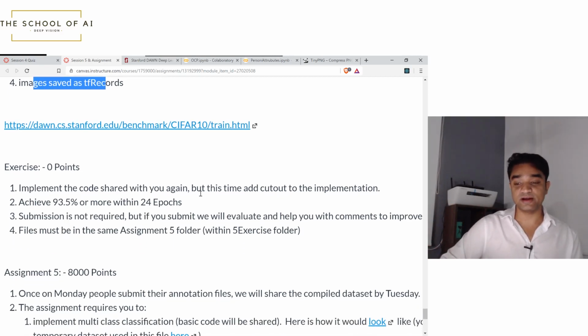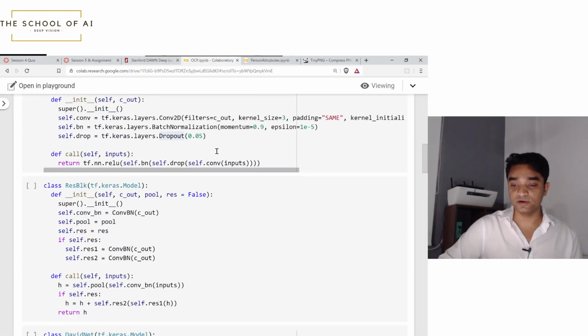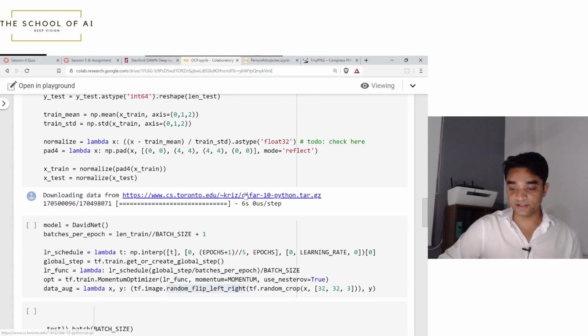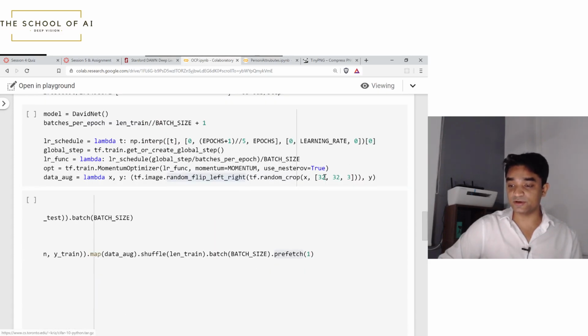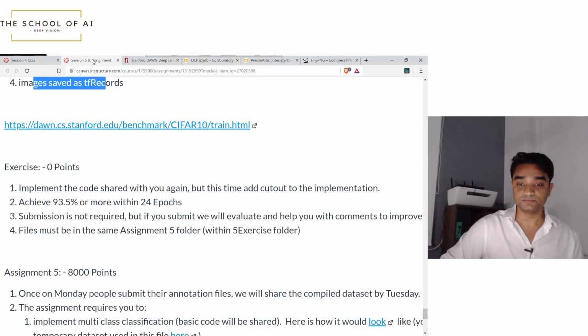Implement the code shared with you again, but this time add cutout to the implementation. It's very important that you understand this code, and you're going to change the image augmentation in such a way that you're going to say this X, crop your image which is X by 32, 32, 3. Do a random flip of whatever output you get from this, and you're going to say TF dot cutout or your own model, cut out this image with a section of 16 cross 16 or 8 cross 8. That's the only logic you need to add.